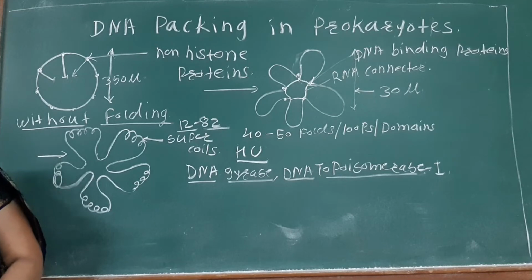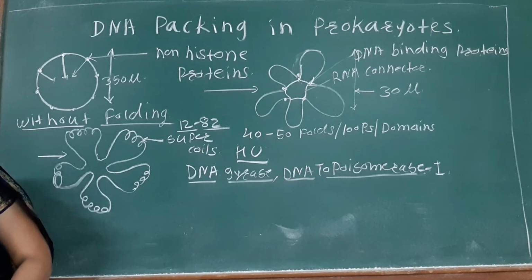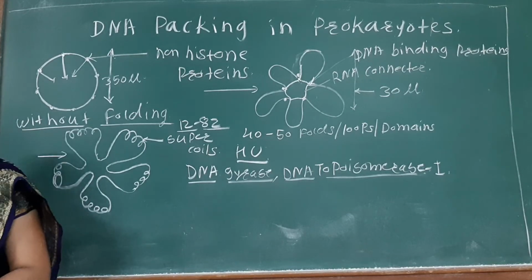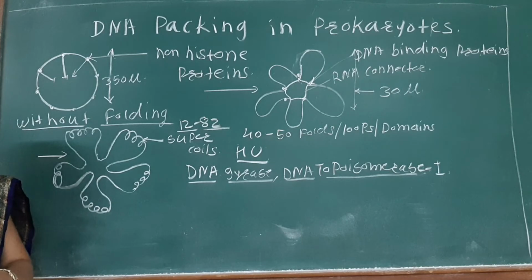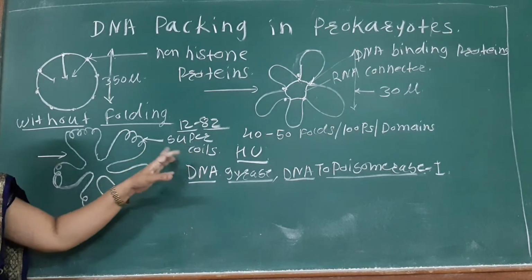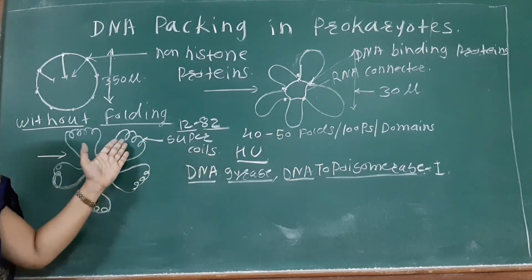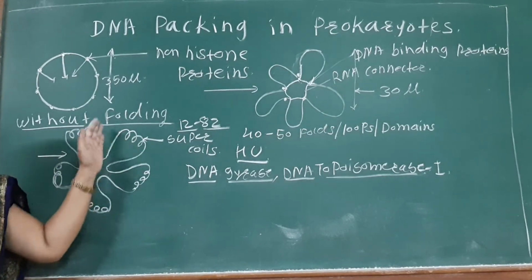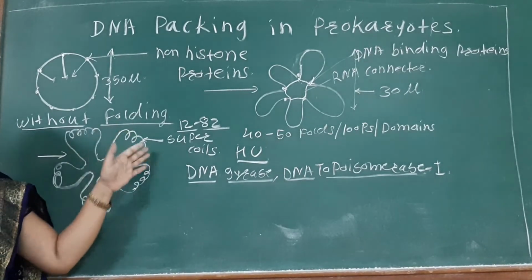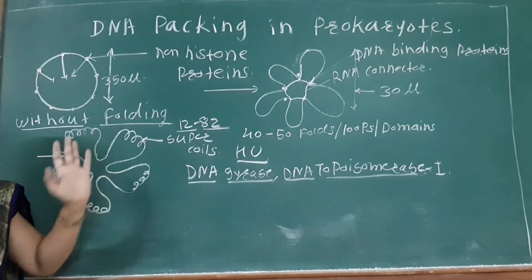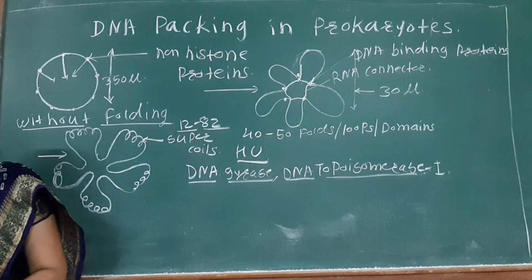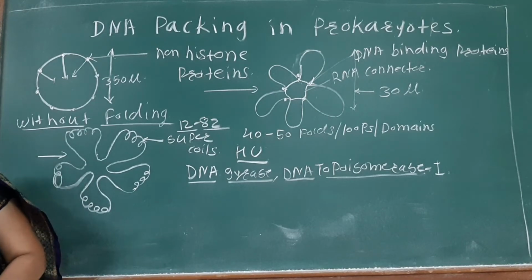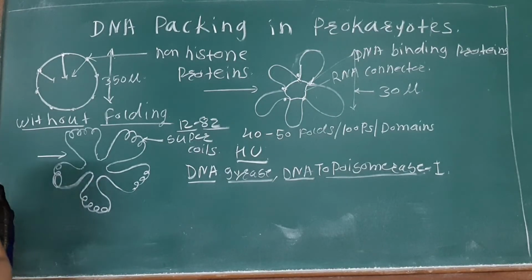So see, here these loops mainly convert into the super coils, and it is due to the histone units, which are positively charged. These histone proteins are positively charged and the DNA is negatively charged. So here the DNA coils around these histone units and there is the formation of the super coils. So here the diameter of the DNA is mainly reduced up to 2 micron.